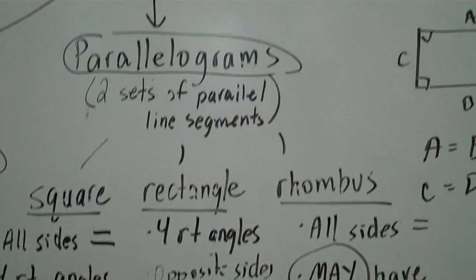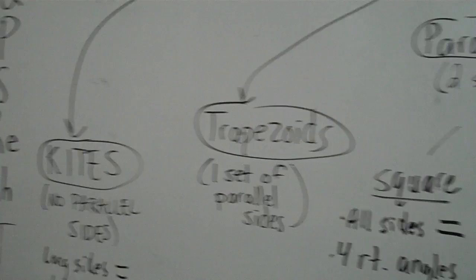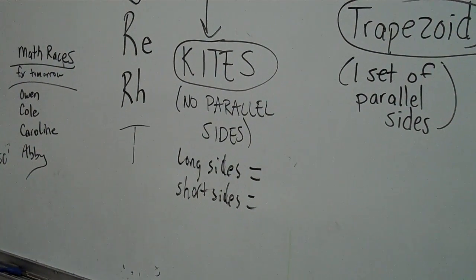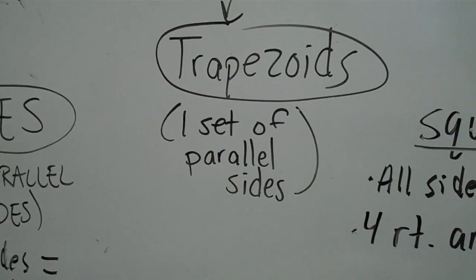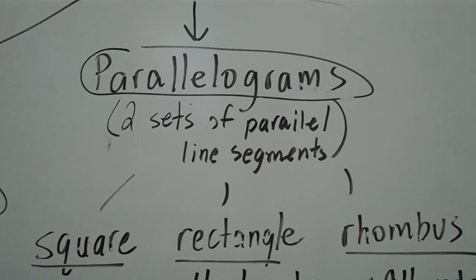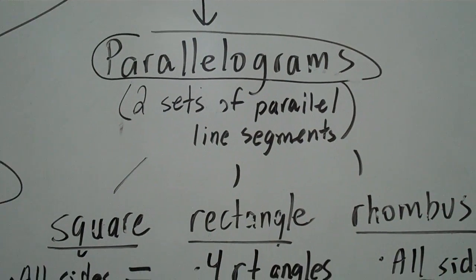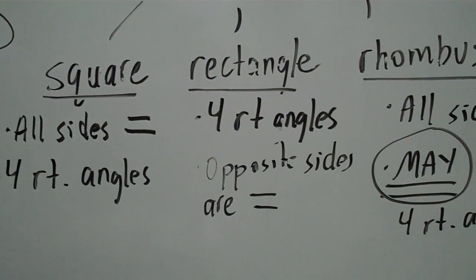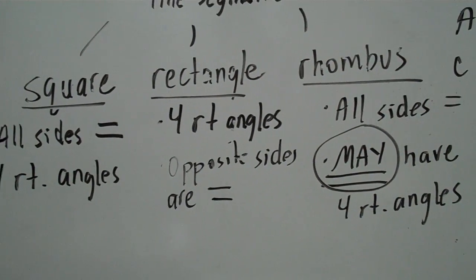So there is the family tree of quadrilaterals. Kites, no parallel sides, long sides equal, short sides equal. Trapezoids, one set of parallel sides. Parallelograms, two sets of parallel line segments or sides. And underneath parallelograms we have square, rectangle, and rhombus.